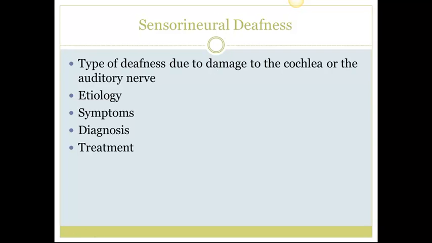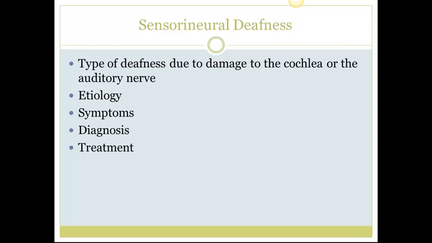Sensorineural deafness. Type of deafness due to damage of the cochlea or the auditory nerve. Etiology is congenital or acquired through a stroke, tumor, or certain medications. Sometimes an infection or disease or trauma can cause this.